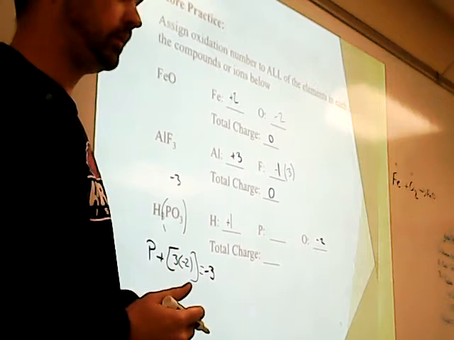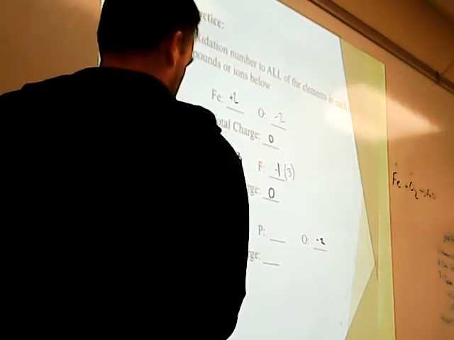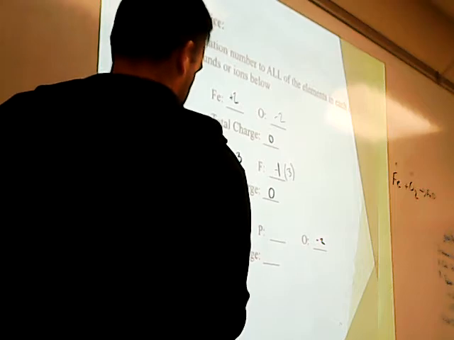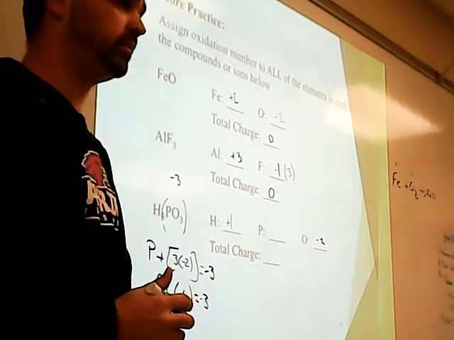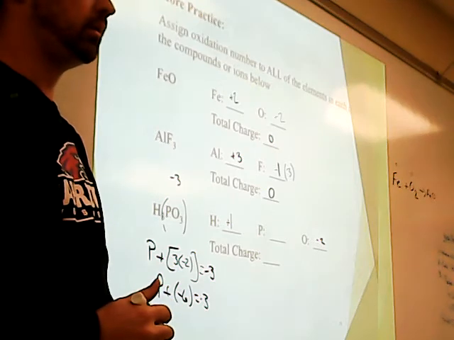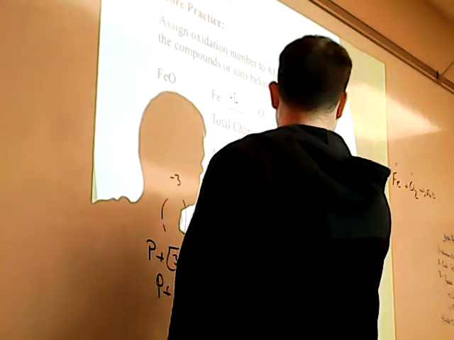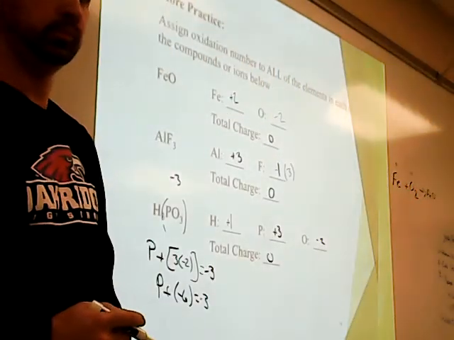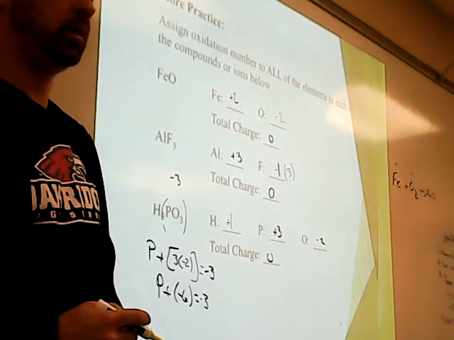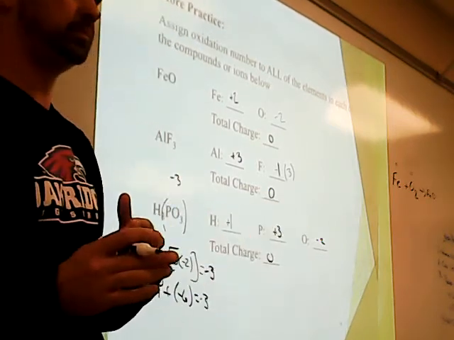So if I do it, once again, I've solved this equation. Phosphorus plus -6 needs to give me -3. What does phosphorus need to be? +3. And there you go. It's not extremely difficult if you take your time.